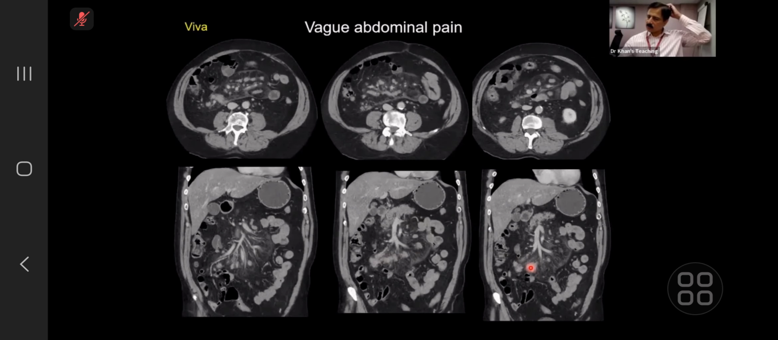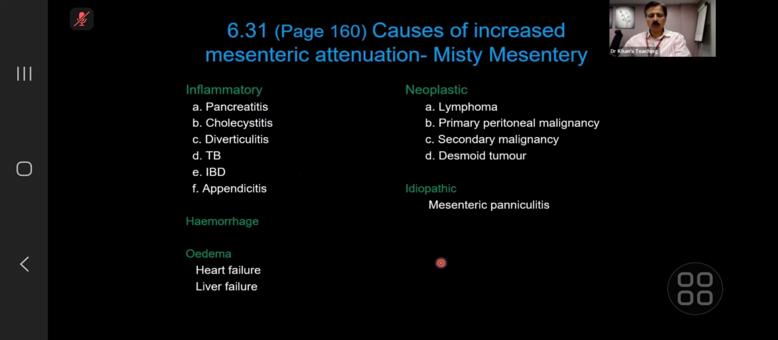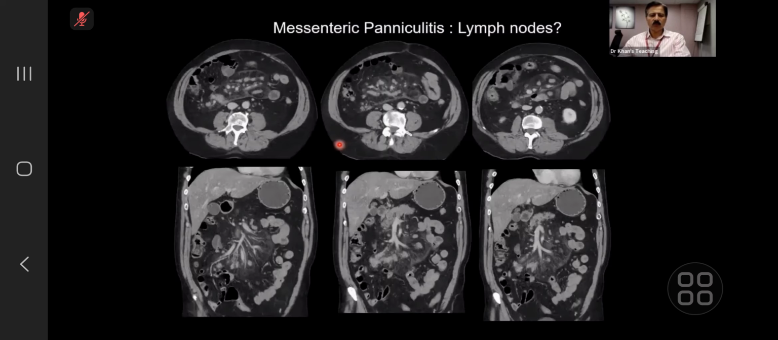And in my experience, we have advised laparoscopies for a few of them, and when the surgeons go in, they don't see anything. So there can be lymph nodes and there can be the explanation which I have just told you. So this is from your previous Chapman, mesenteric panniculitis, 6.31.